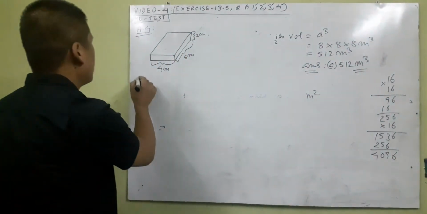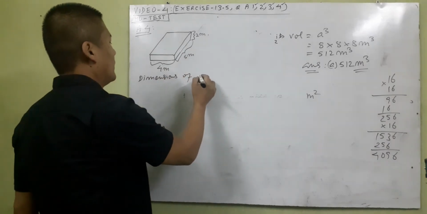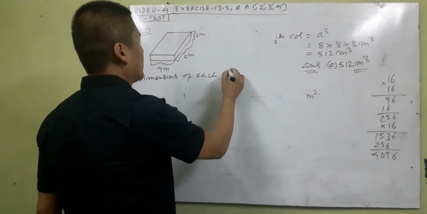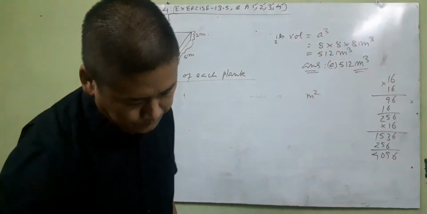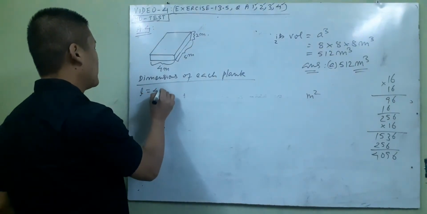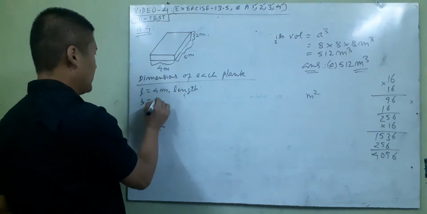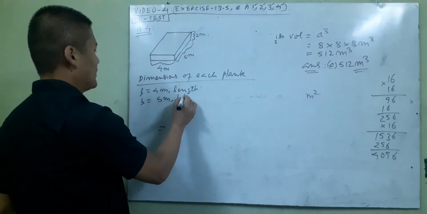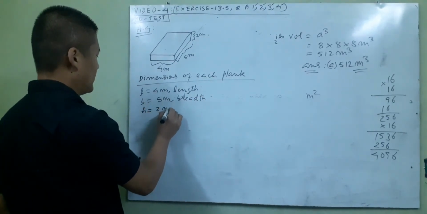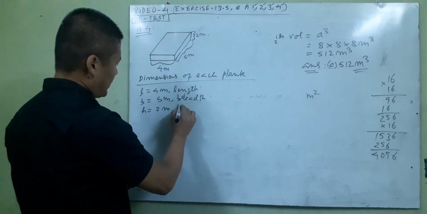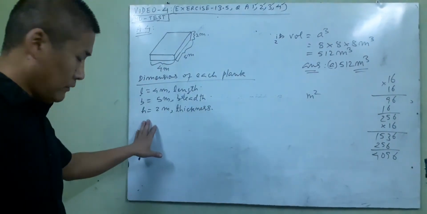So let's write here dimensions of each wooden plank. Small l is equal to 4 meter. In this case the length is shorter than the breadth. B is 5 meter, which is the breadth, and h is equal to 2 meter, which is the height. Or better, let us put it as thickness, because it's so short that thickness would be a more appropriate word. Okay, so that is the one.